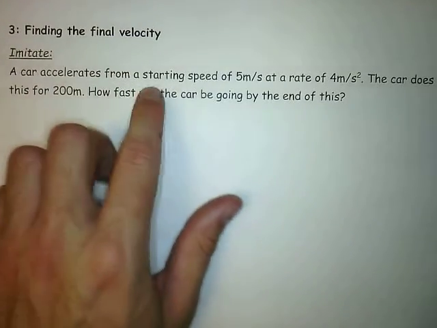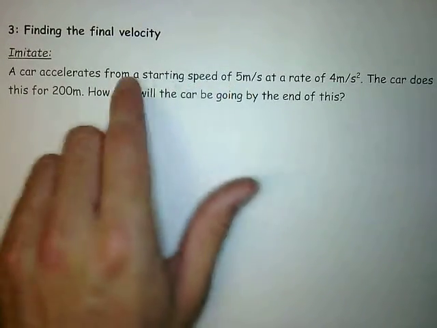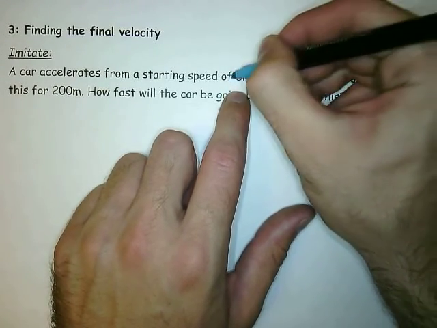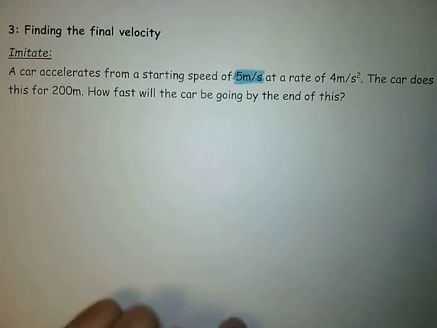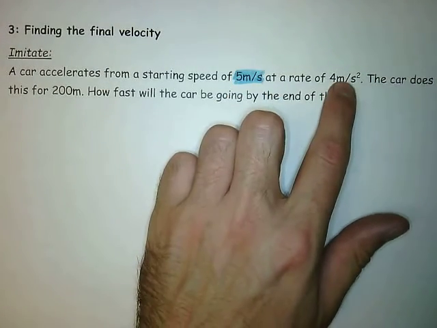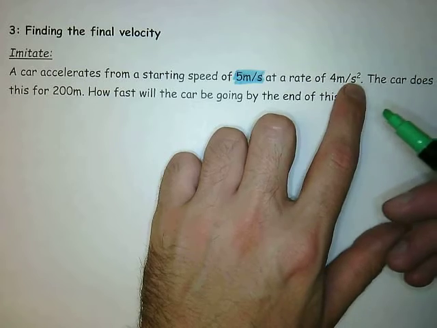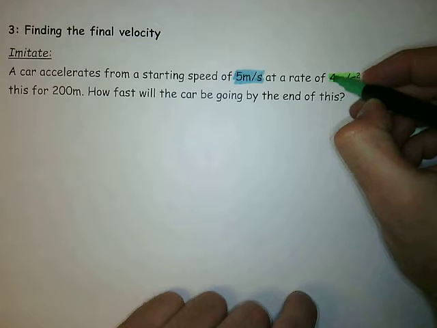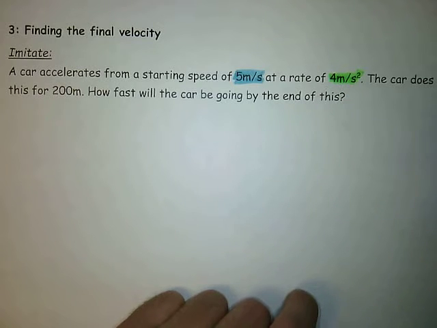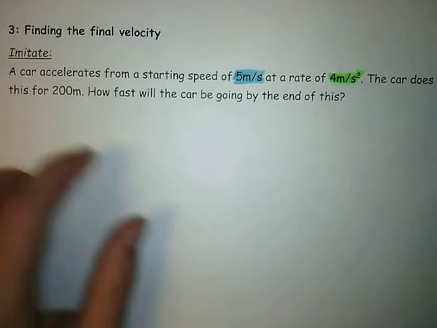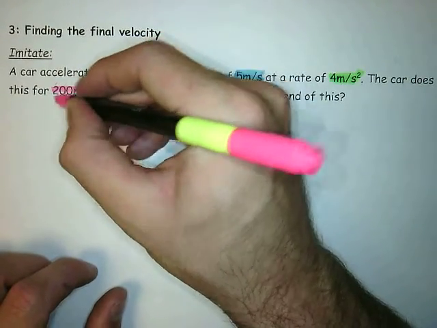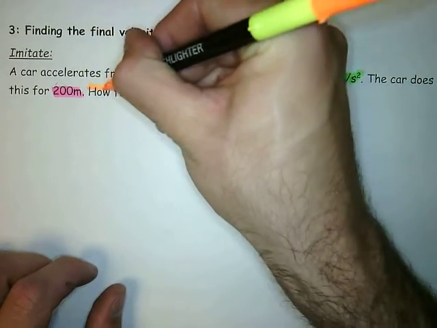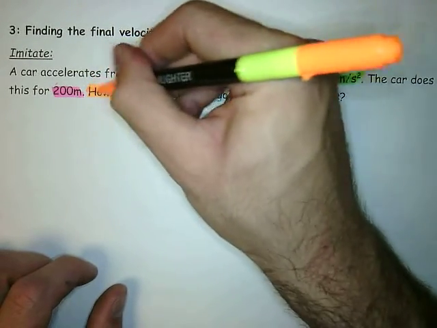Starting off, the car accelerates from a starting speed, so an initial speed of 5 meters per second. So I'm going to highlight that, 5 meters per second, at a rate of 4 meters per second squared. Now it's not clear that that's the acceleration, but the meters per second squared tells us it's got to be our acceleration. The car does this for 200 meters, so a distance. How fast will the car be going at the end of this? So how fast, that tells us that's going to be our final velocity.